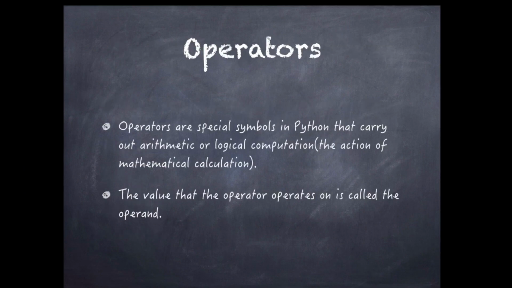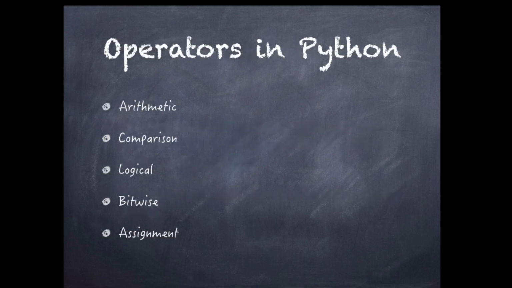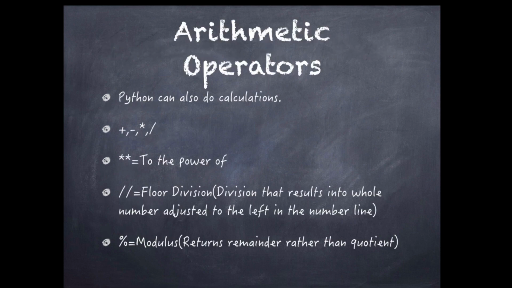Operators. Operators are special symbols in Python that carry out arithmetic or logical computation. Computation means the action of mathematical calculation. The value that the operator operates on is called the operand. There are 5 main operators in Python, but we'll be focusing on the first 3 as the other 2 are rather complex.